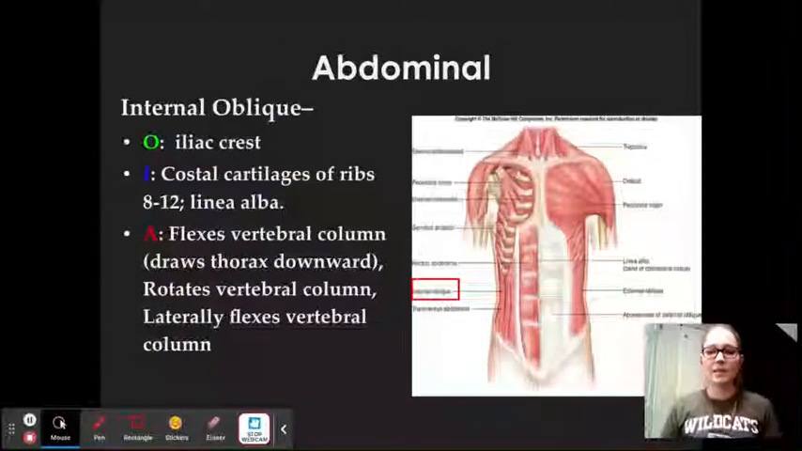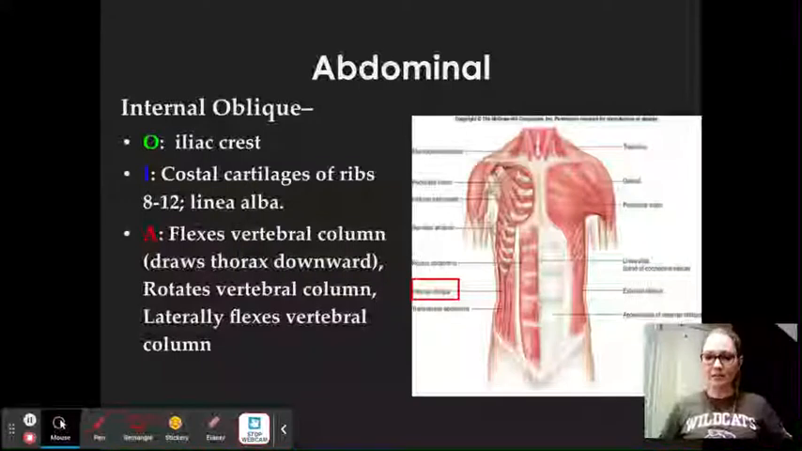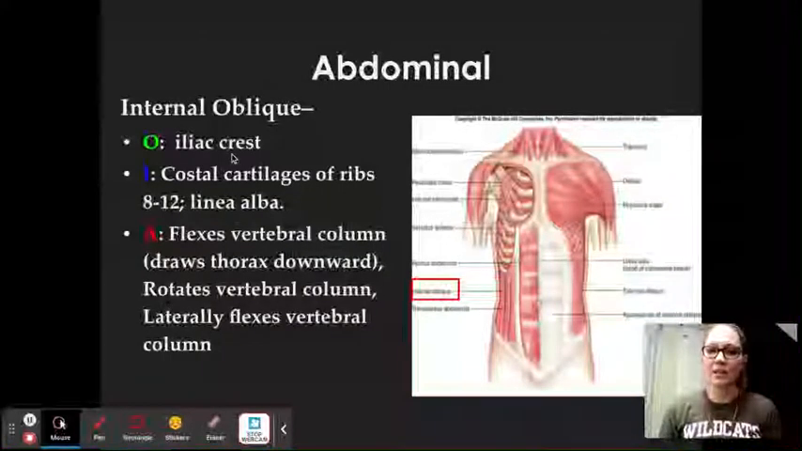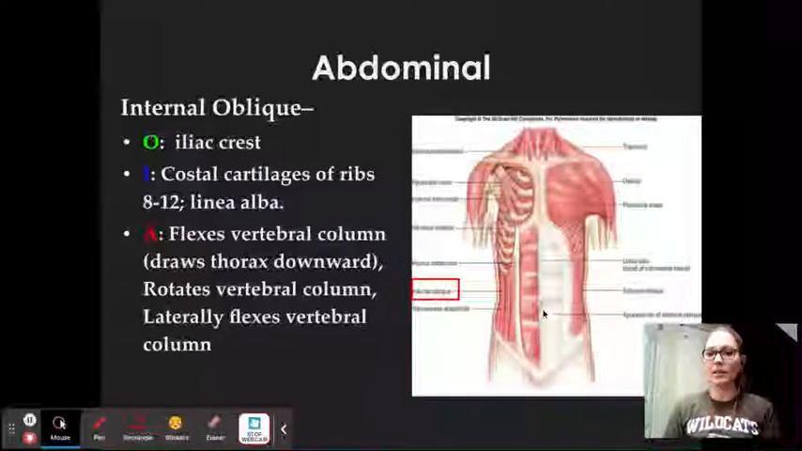The next one sits deeper inside of our torso. It sits underneath the external oblique, and it's called the internal oblique. It originates from the iliac crest. It inserts on the costal cartilage of the ribs 8 through 12. So it's this one right here. And so we can see where it's inserting on that costal cartilage of the ribs, as well as then it's also going to insert on the linea alba.